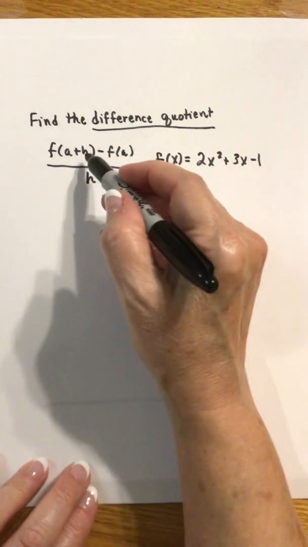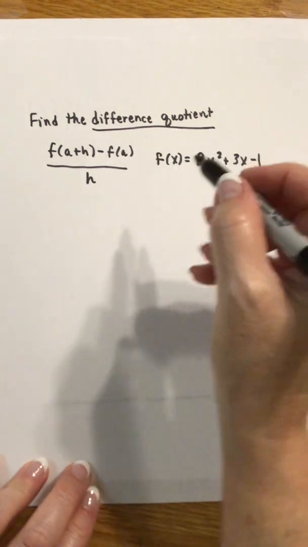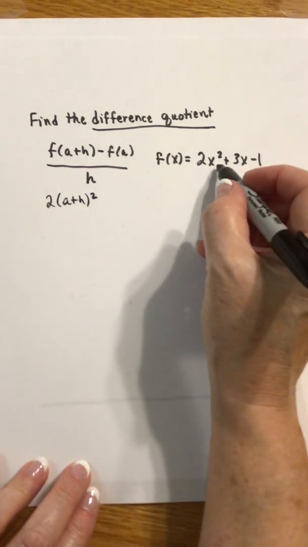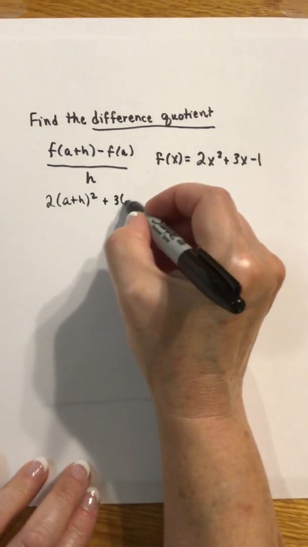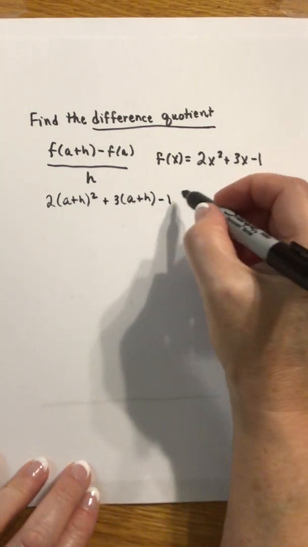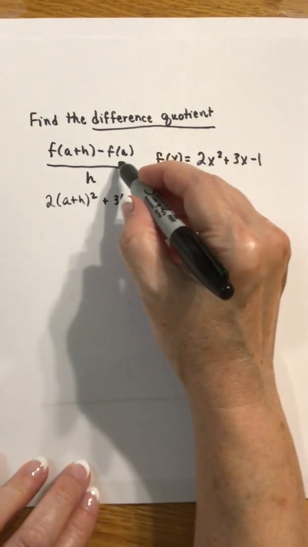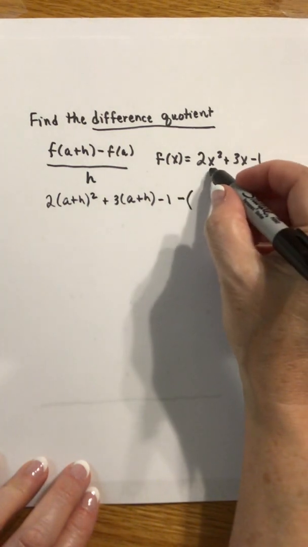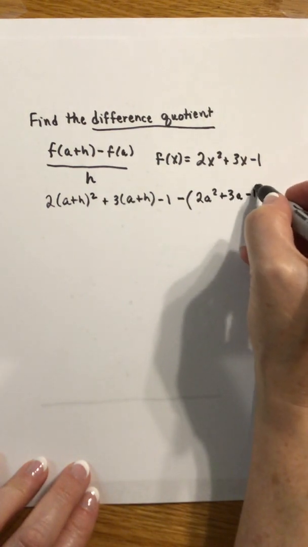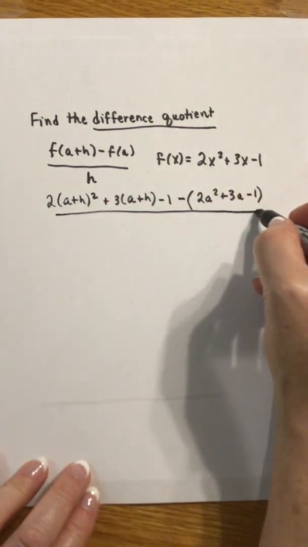So we're going to take this again. This is the input, a plus h, and we're going to plug it in for x, all the x's. So the first one's going to be 2 times a plus h squared. That's the 2x squared, plus 3 times a plus h, that gives me the a plus h here, minus 1. So that's my first part. But then we have minus. Now I'm going to subtract this whole f of a, so I'm going to put that in parentheses, and then I plug in a for each x. So I get 2a squared plus 3a minus 1, all over h.